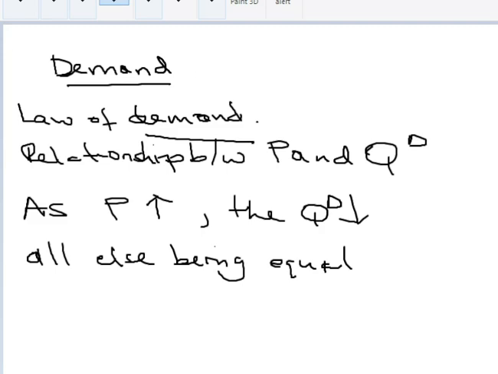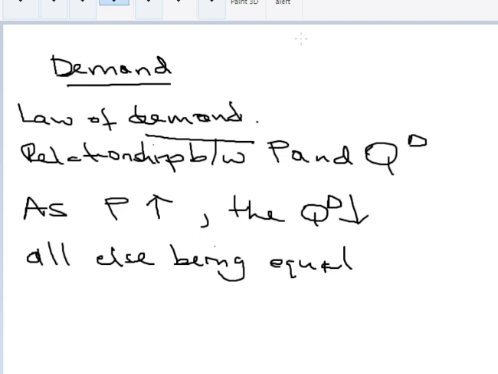Let's look at demand and talk first about the law of demand. The law of demand shows a relationship between the price and the quantity demanded. As the price increases, the quantity demanded falls, all else being equal. This means we hold all other variables constant when we look at this graph. So for that reason, this graph is going to be a downward sloping curve.